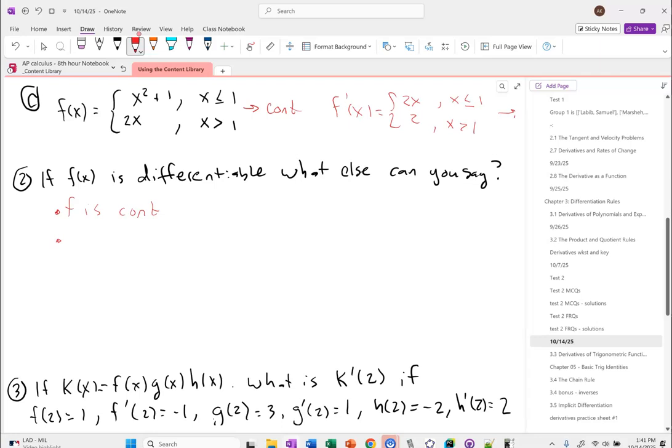Sorry, I was just wondering, are we going to have the equations for like quotient? You get nothing, because the AP exam will give you nothing.